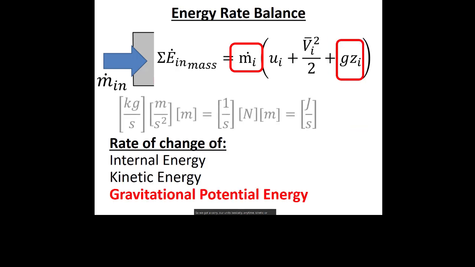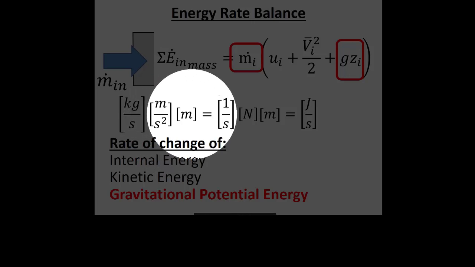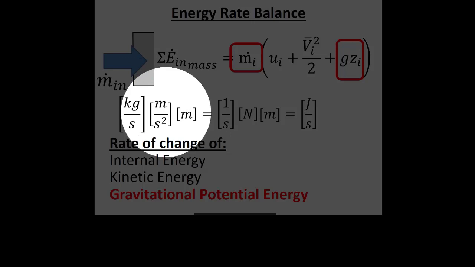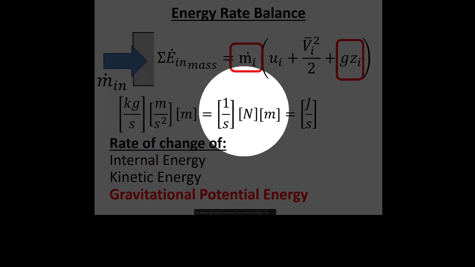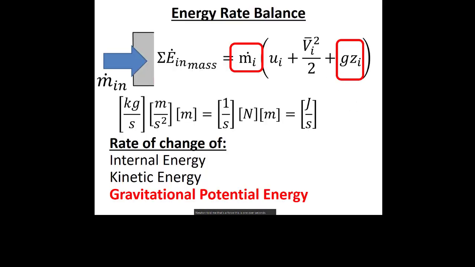We get a similar thing when we look at the potential energy term. That's kilograms per second, again the mass flow rate, times g, the acceleration due to gravity, so meters per second squared, times meters. So again, I've got mass times acceleration. Newton told me that's a force. So there's 1 over seconds times newtons times meters, or joules per second. Again, energy per unit time, or power. Again, if this term sticks around, we have to worry about the units.